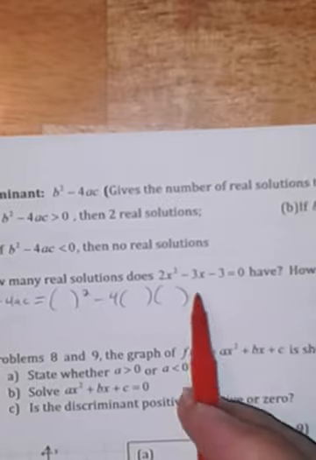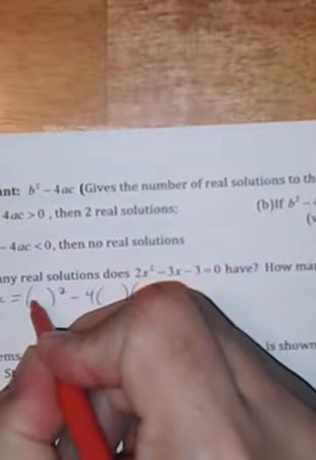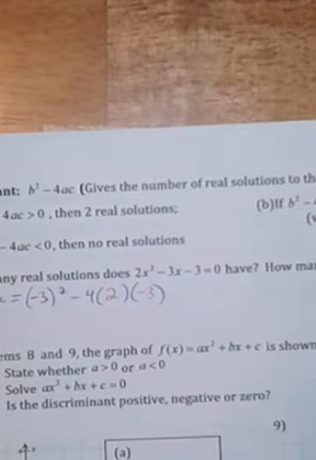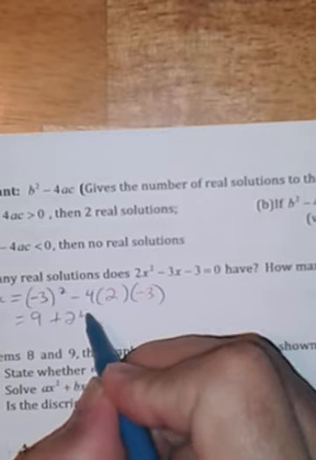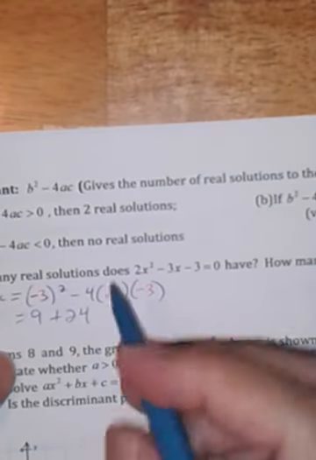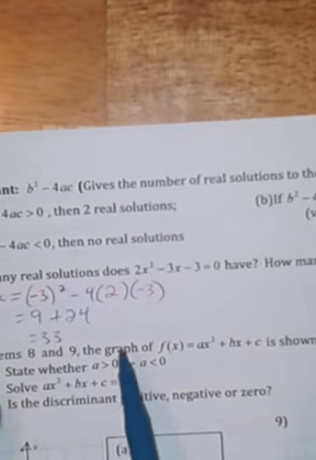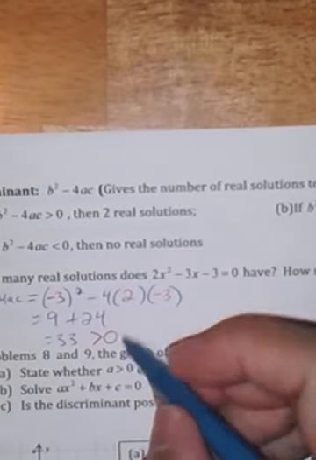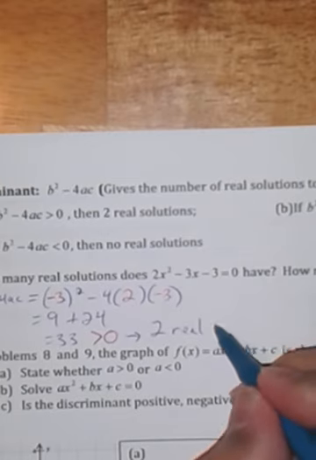So therefore, a is 2, b is negative 3, and c is negative 3. So that goes here. And that's 9 plus 8 times 3, which is 24. Right? And I don't actually have to get the whole answer. It is 33. It doesn't matter if I work it out or not. The important thing is that it is greater than 0. And as soon as I know that, this has two real solutions. So we say that equation has two real solutions.